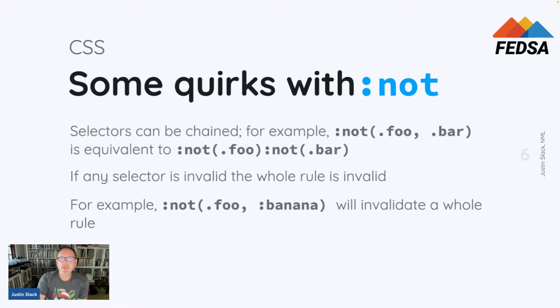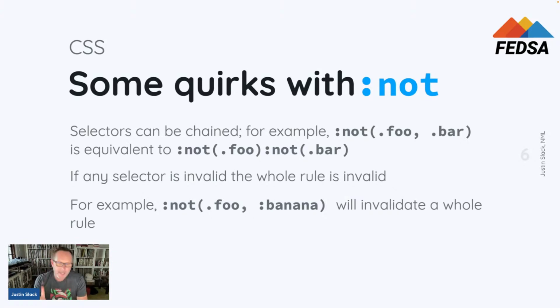But selectors can be chained. So for example, you can do :not and then foo, comma, bar, and that is now going to look at anything that is not foo and is not bar. So equivalent to :not(foo), :not(bar). Again, if any of those are invalid, the whole rule is invalid. Again, :not(foo, banana) will invalidate a whole rule.